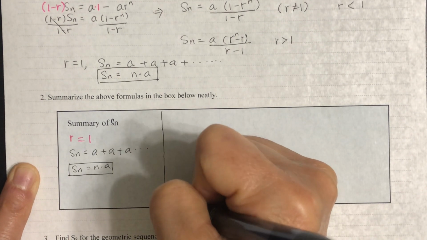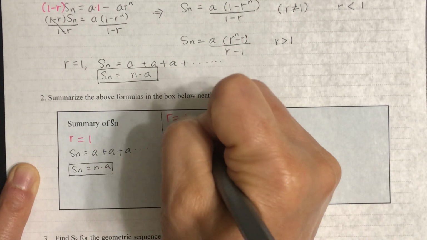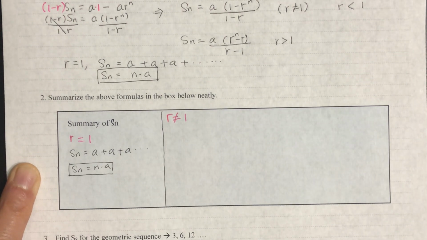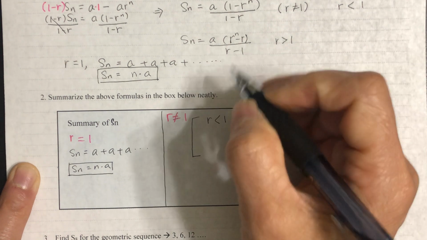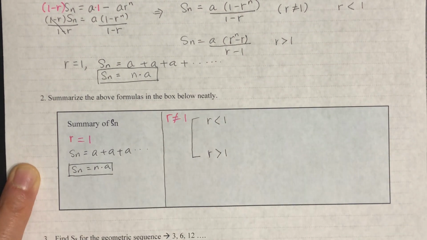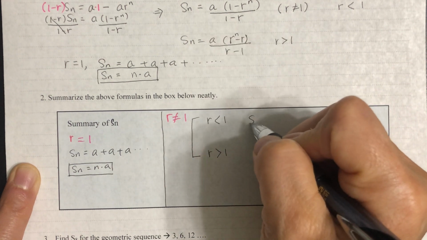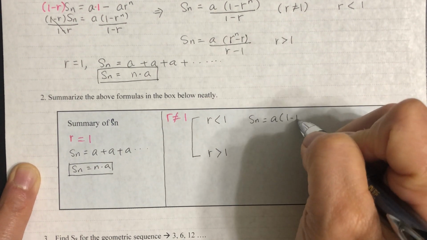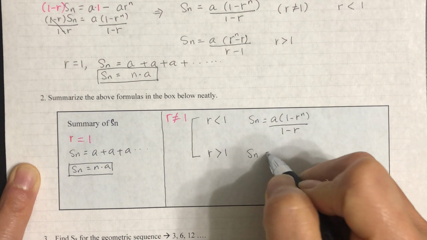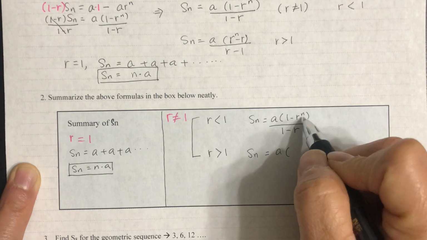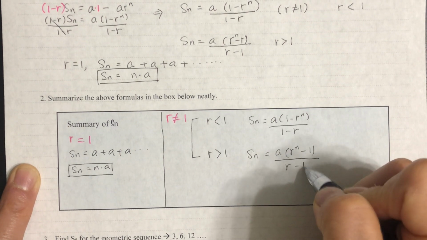And also, when r is not 1, we have two scenarios: when r is smaller than 1 and when r is bigger than 1. So when r is smaller than 1, we use this one: S sub n is a times 1 minus r to the nth power over 1 minus r. And when it's bigger, we'll flip it: a times r to the nth power minus 1 over r minus 1.